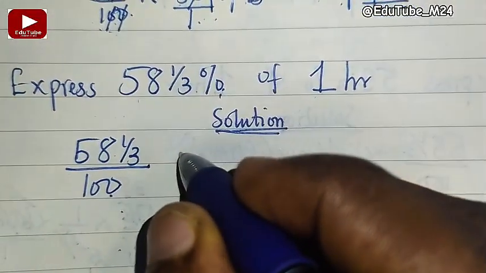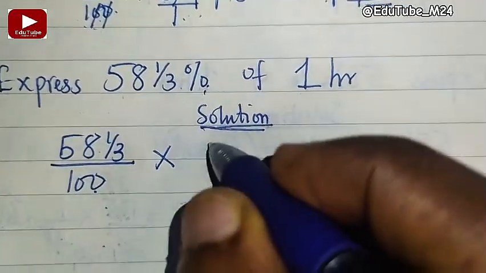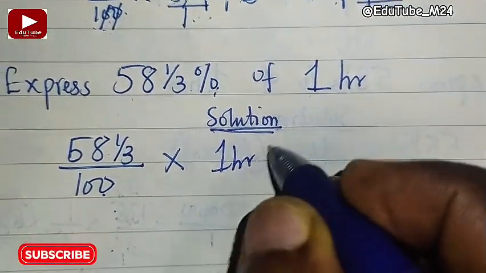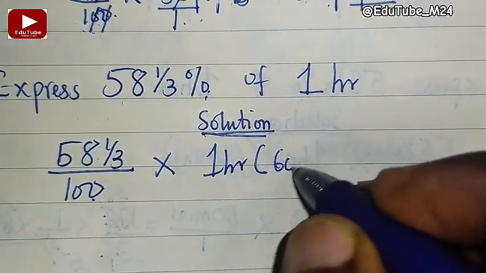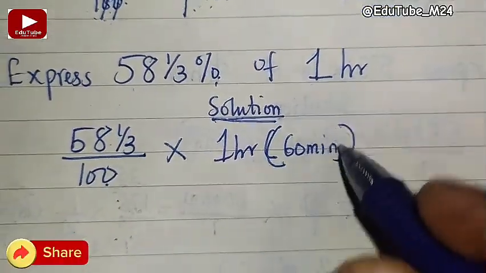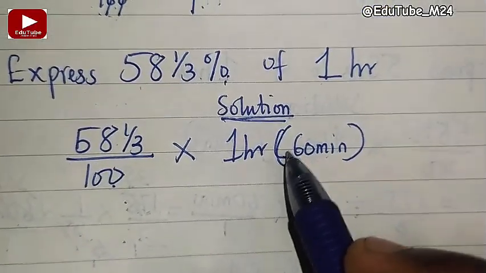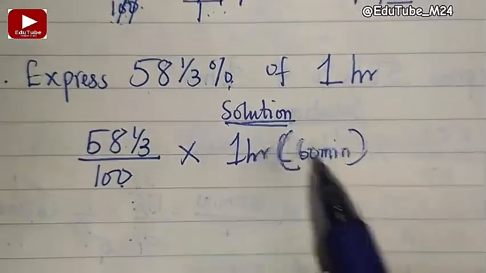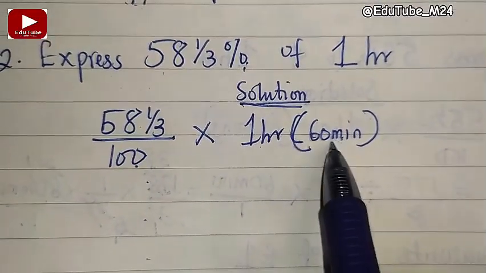Then "of" will be mathematically translated as times, then 1 hour. Now this 1 hour is equivalent to 60 minutes. So I'm going to open and close a bracket for 60 minutes. So 1 hour literally means 60 minutes.